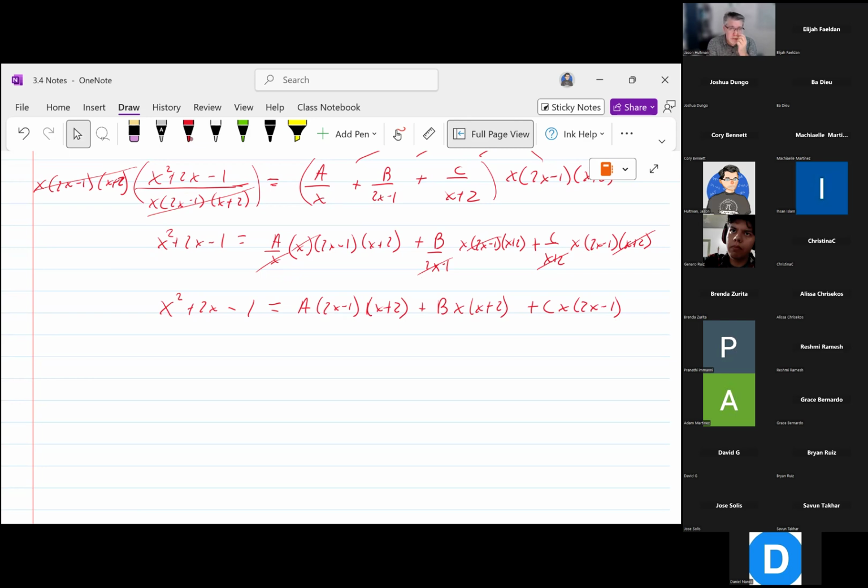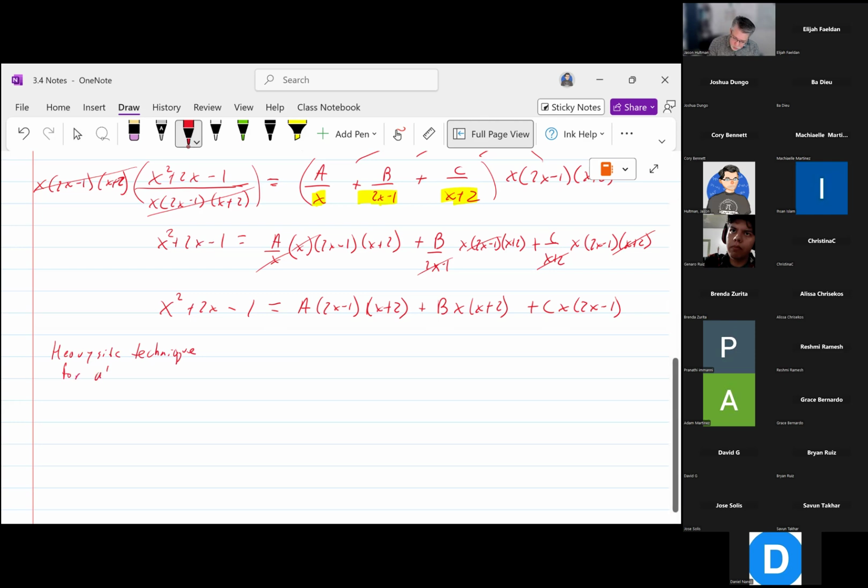Okay, so now we're going to use the Heaviside technique. The Heaviside technique only works if you have all linear factors. We'll do more of these and find out what happens if you don't have linear factors. You'll have to do a different algebraic technique. But the Heaviside technique is kind of cool because we're trying to make things 0. Here we have all linear factors. x is a linear factor, 2x minus 1 is a linear factor, and x plus 2 is a linear factor. So we can use what's called the Heaviside technique.